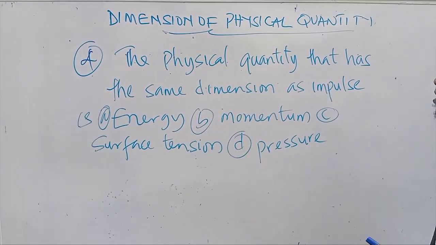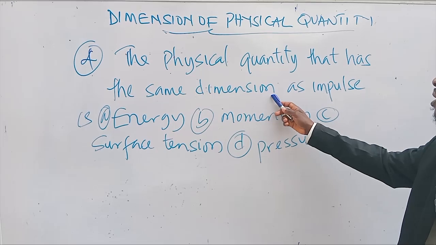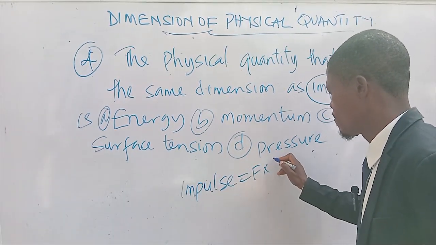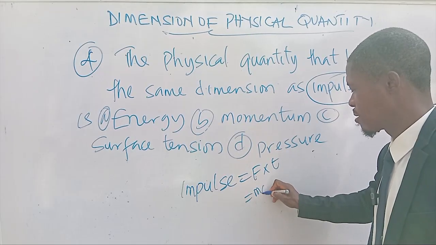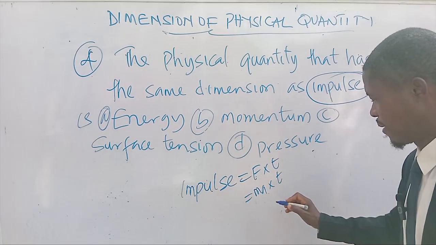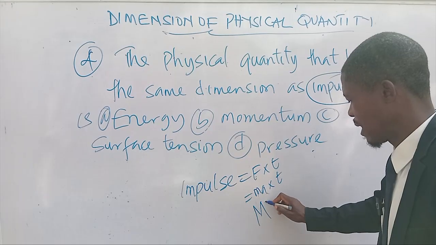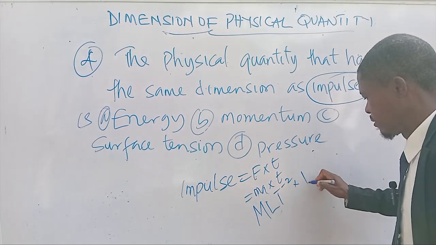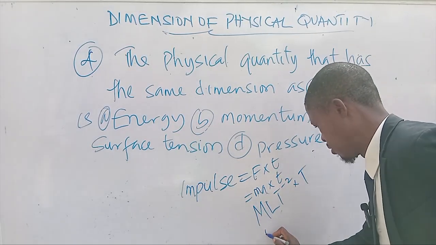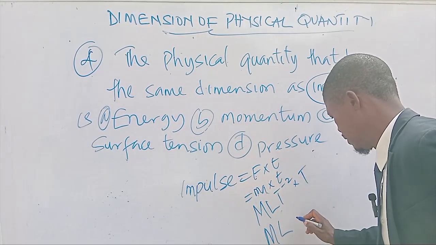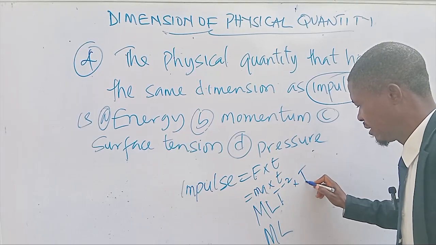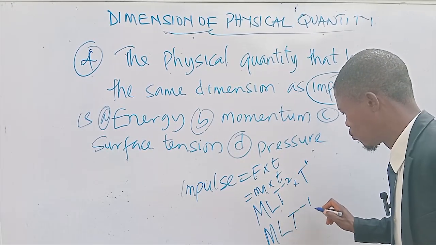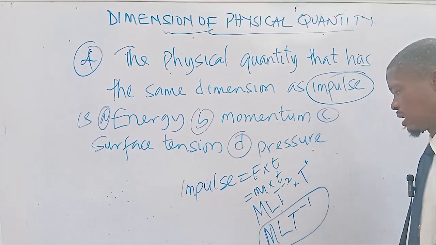The physical quantity that has the same dimension as impulse. Impulse is force times time. Force is ma times time. Mass is capital M, acceleration is L T minus 2, and then times T. So the dimension for impulse is M, L. If you combine this using your indices, this is power 1, so minus 2 plus 1, that will be T minus 1. So that's the dimension for impulse.